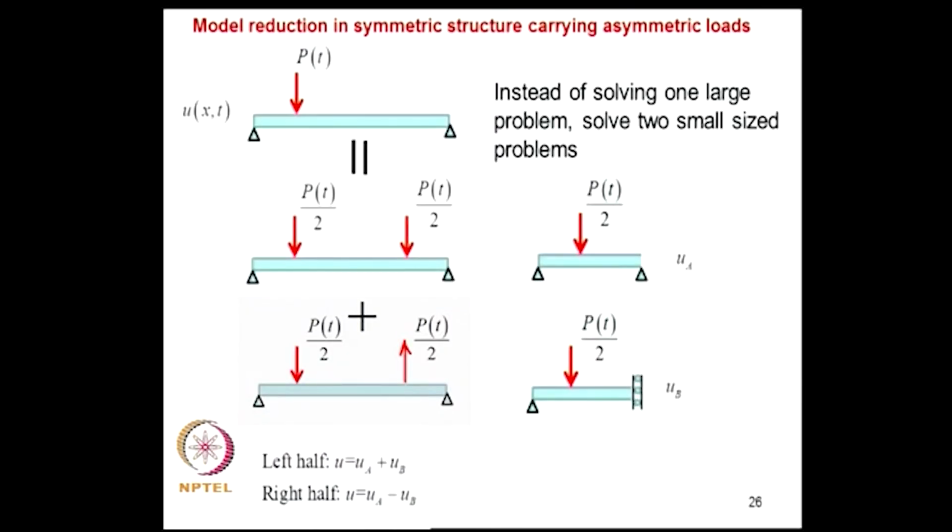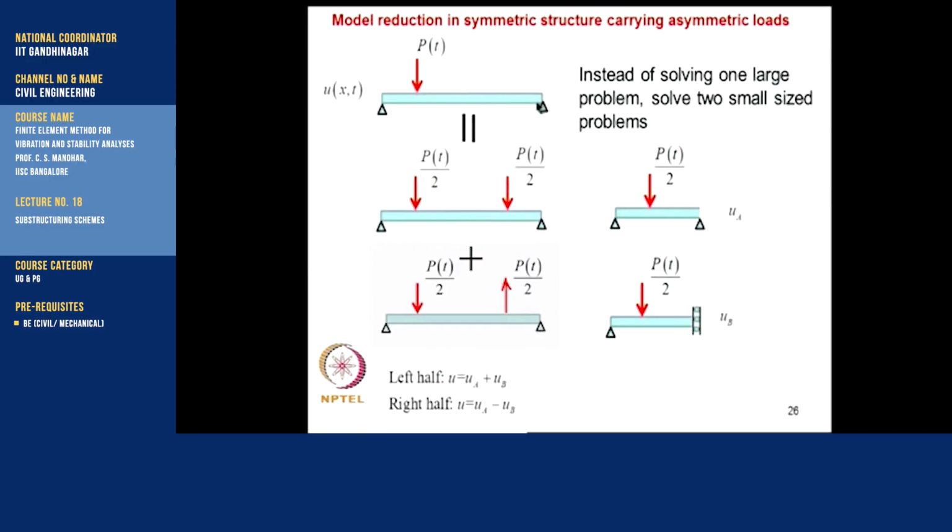Now, suppose the symmetric structure is loaded asymmetrically, what happens? Okay. So, that is not a problem. For example, if you consider a simply supported beam loaded asymmetrically by a force P of t, I will now consider two problems, this plus this. So, if you add these two, you get the solution for this problem. Now, each of these problems can be handled by solving these two problems.